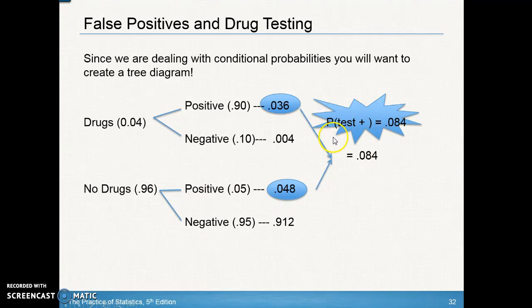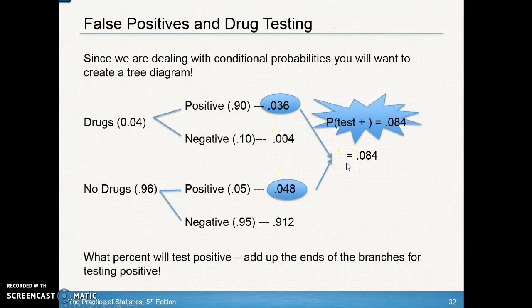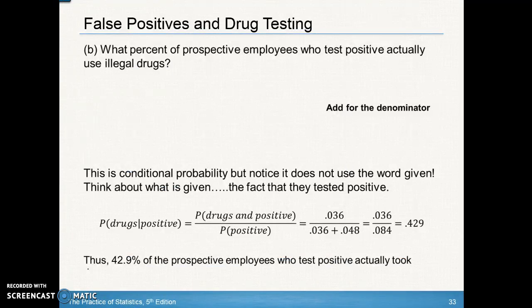So what's the probability that you test positive? They can test positive if they took drugs or they didn't take drugs. So I want to add those two together to get 0.084. Okay, so take a look at the next question. This was a little bit trickier, but this is really helpful having that tree diagram available to you. What percent of prospective employees who test positive actually use illegal drugs?